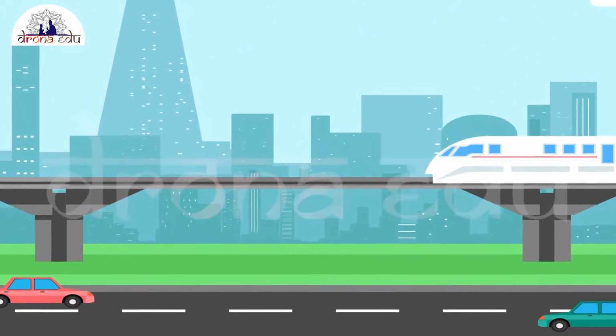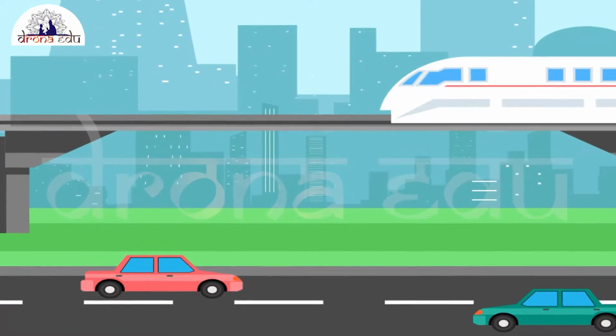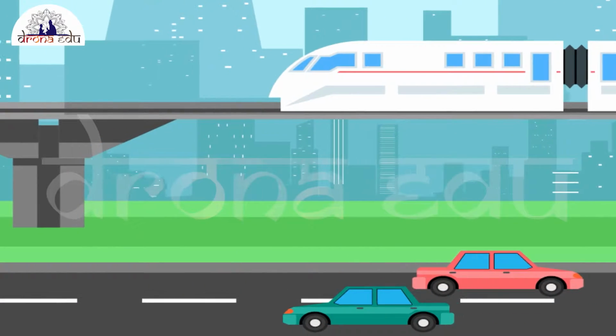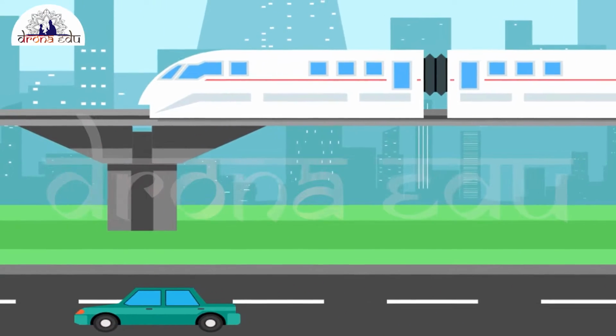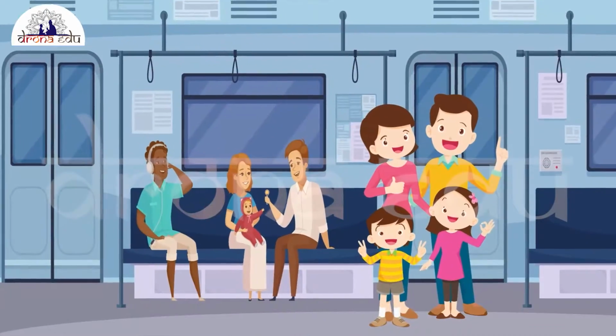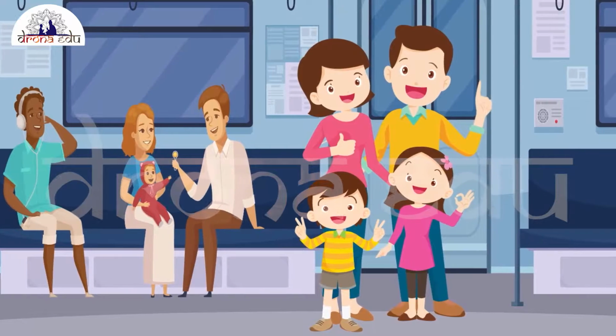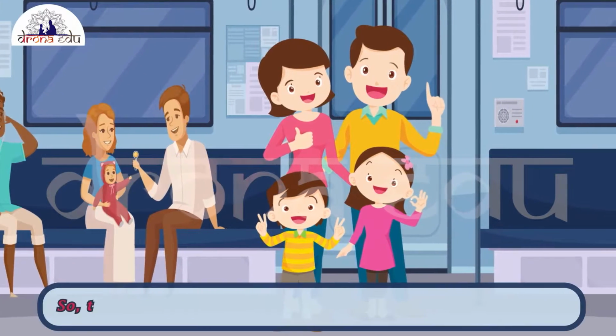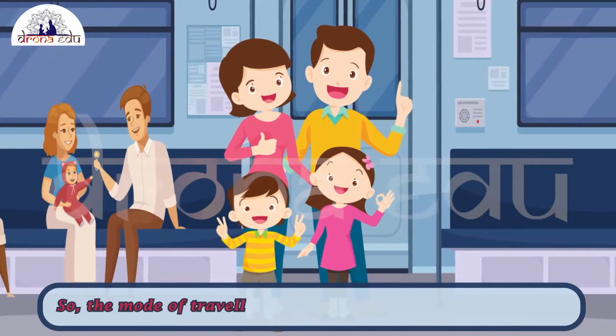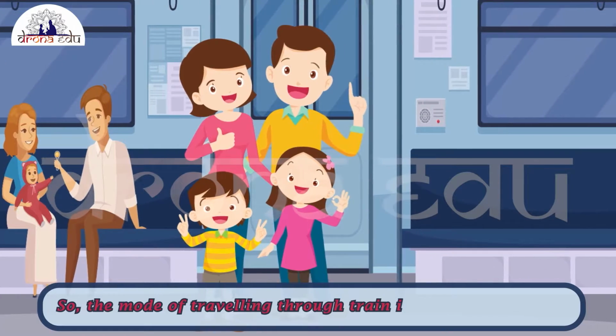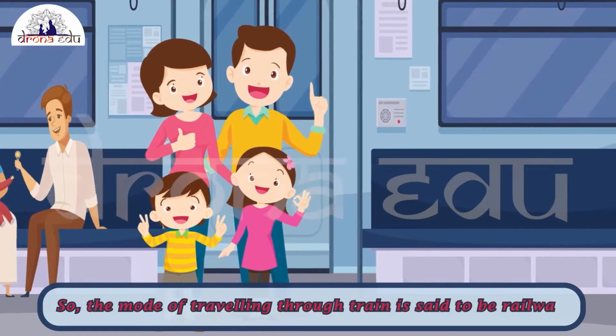If he is thinking about a safe journey of land transport, then he can opt for a train to travel, where they can have a safe and happy journey with less cost. So, the mode of traveling through train is said to be railways.